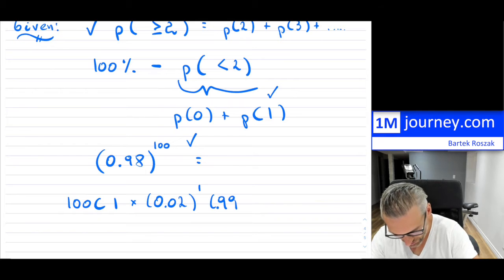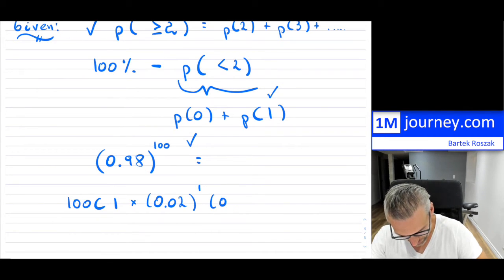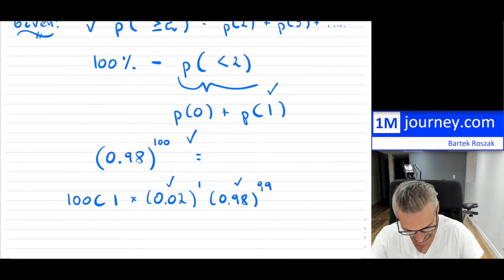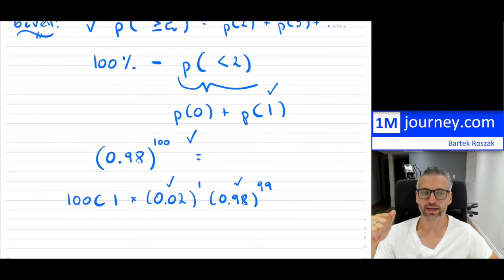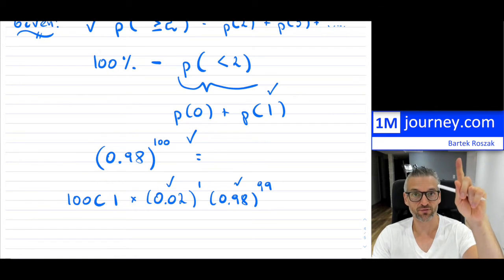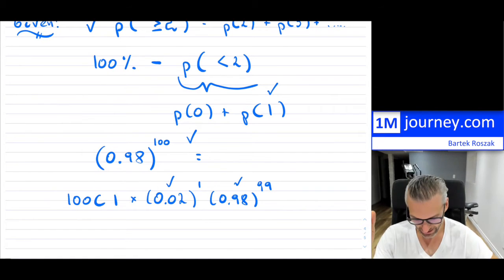So this is, let me write it like this, 0.98 to the 99, right? So this is success, failure, all right? And that's what we would have. Now, if you've forgotten about the binomial distribution and you want an introduction, I'll also put up a link above there if you want it.